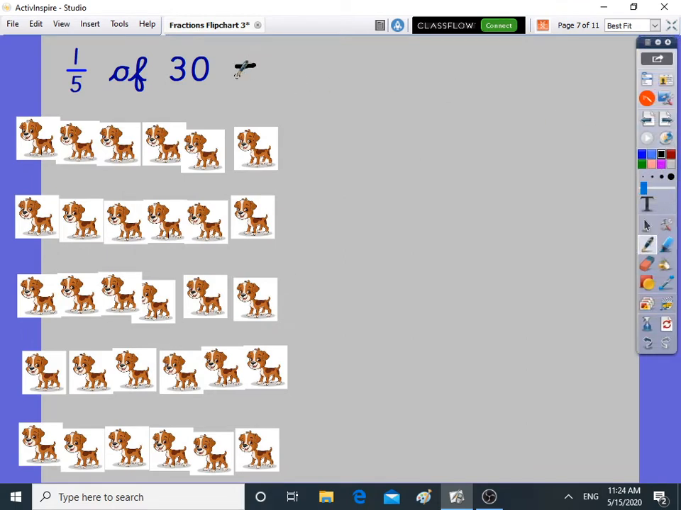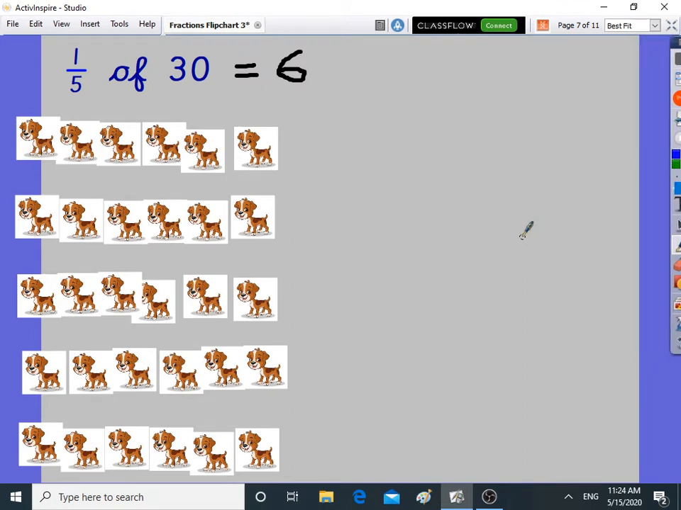If you were to do this sharing, you wouldn't draw dogs because they're quite difficult to draw. You could just draw little circles like this and then share them out. Or you could get little counters and share them out. However, the quickest way probably of doing 1/5 of 30 is just singing our way to the answer.